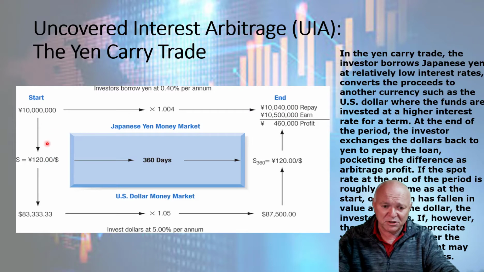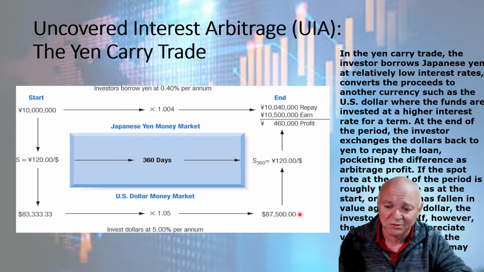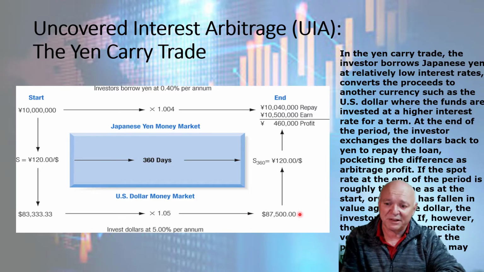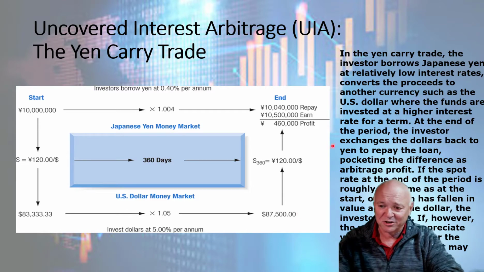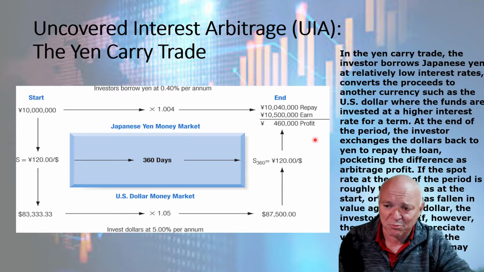Now they take the 10 million yen and exchange it at the spot rate of 120 yen to the US dollar. That means that their 10 million yen buys them 83,333 US dollars. Invest that in the US money market at 5% per annum over a whole year. They end up with a total yield, including the principal, of 87,500. Convert it at the rate in the future of, well, let's hope 120 yen to the dollar. That means that they're going to yield 10,500,000. After they repay the principal and interest, they'd end up with 460,000 yen profit.